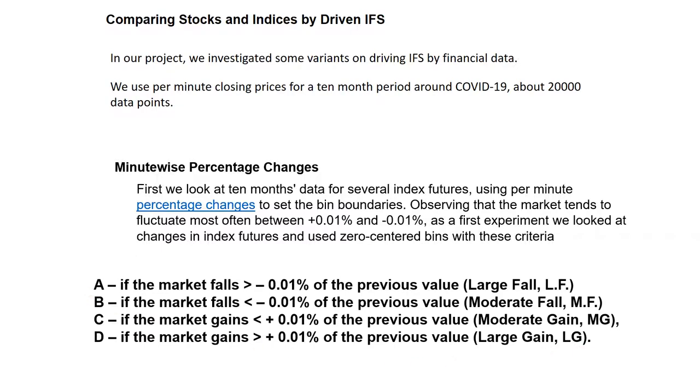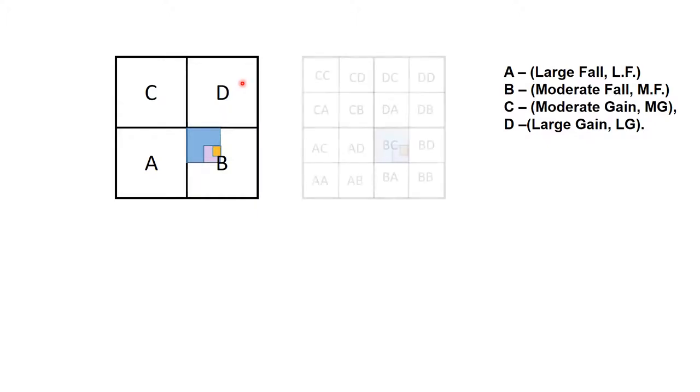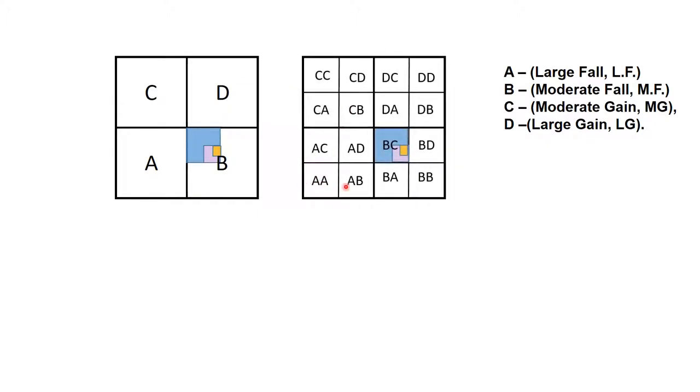So we have four different bins, and if you remember, we have this unit square, and so this is a square A, B, C, and D. This corresponds to large fall. This is moderate fall. C is moderate gain, and D is large gain. So these are listed here. So you can see the addresses, sub addresses of these squares will be as follows. You will have AA, AB, AC, AD, CA, CB, CC, CD, and all those things.